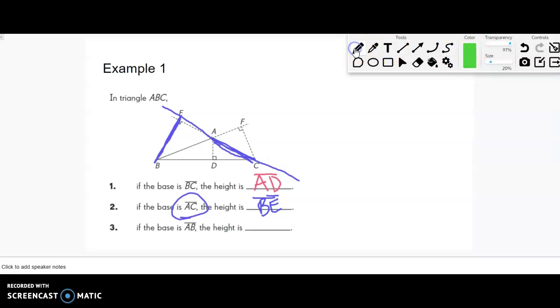All right, so if the base is now AB, because again, the base can be any of the outside lines. The base is AB right here. I need to figure out, if that were on the bottom, which one is going straight up? Well, I can extend it out, and if I extend it out, I can see this one is perpendicular, so the height is CF.